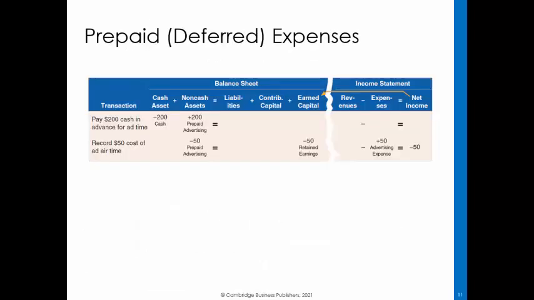To illustrate recording a deferred expense and the associated adjusting entry, we will look at a prepaid expense. Suppose that Apple was required to pay MTV $200 in advance for advertising expenses before the advertising was provided. To record the original payment, Apple would credit cash for $200 and debit prepaid advertising for the same amount. At the end of the period, Apple would record an adjusting entry for the advertising expense that was provided by MTV during the period by crediting prepaid advertising for $50 and debiting advertising expense, which has the effect ultimately of decreasing retained earnings, which is part of earned capital.